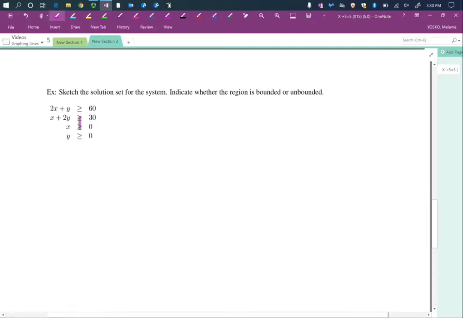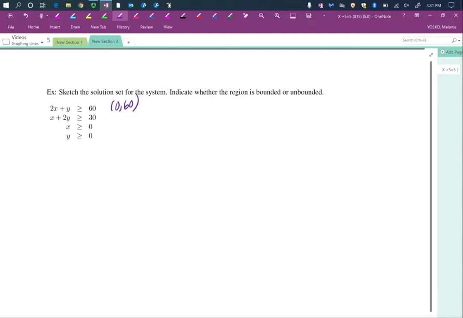So we're going to pretend these are equal signs, right? So if we set x equal to 0, this term is gone, right? So if this was an equal sign, we'd see y equals 60. So we'd have 0, 60. Does that make sense? We're going to do the same thing.